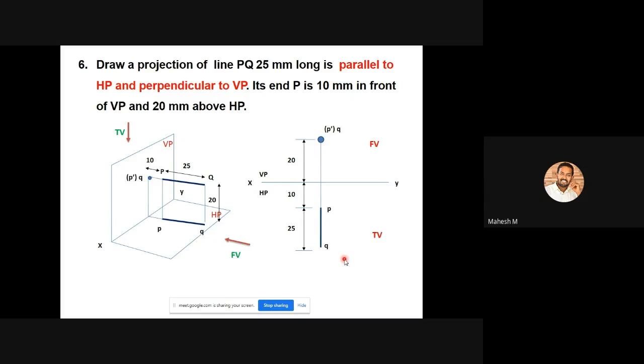So this one is our third condition. So like this, we are having the another 2 more conditions. So in the 2 more condition, actually, one line is inclined to any one of the plane.